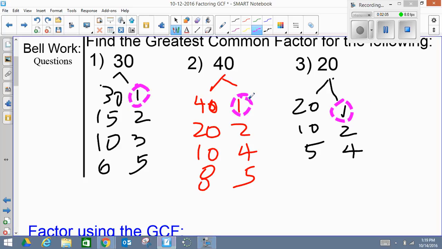So this is a common factor. The 2 is also a common factor. The 2 is here, the 2 is here, and the 2 is there. So it's a factor of the three numbers. So far, the greatest is the 2 because it's bigger than 1. So greatest is the higher number. Now let's see if there's anything else.